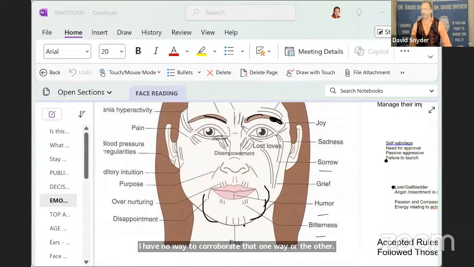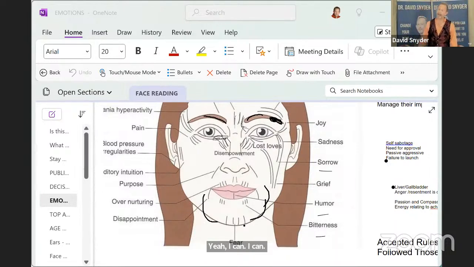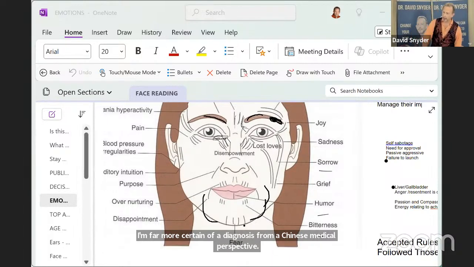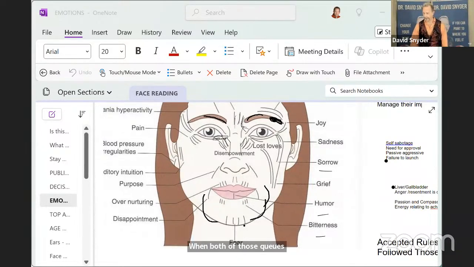Samantha says, good to know, took part of my eyebrow too. Yeah, it's fairly accurate. But those two traits usually have to show up together to really be strongly indicative of potential thyroid. It doesn't mean if you just have one of those markings that your thyroid isn't out of kilter. But I'm far more certain of a diagnosis from a Chinese medical perspective when both of those cues are present.